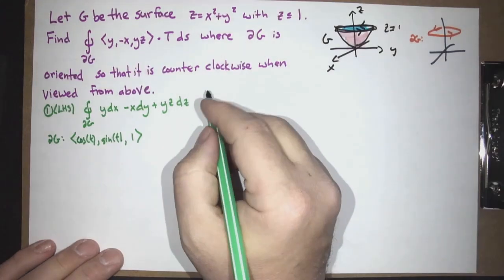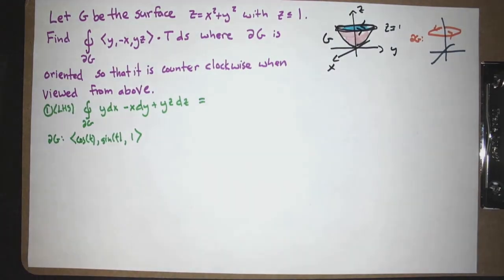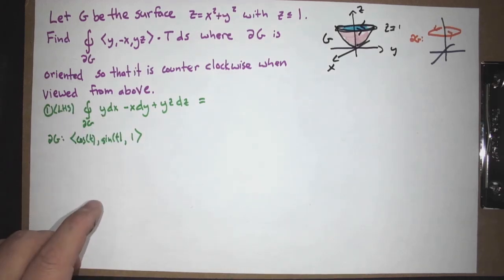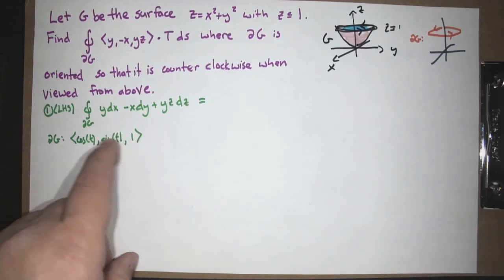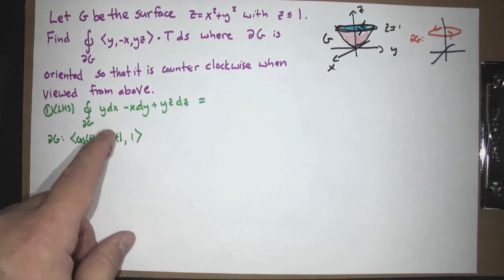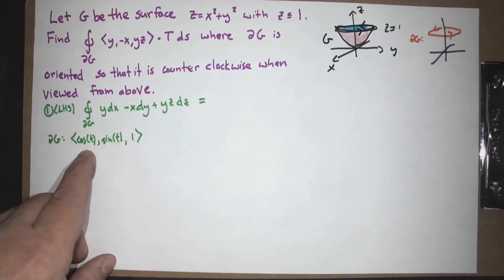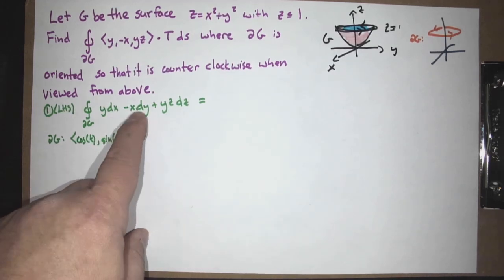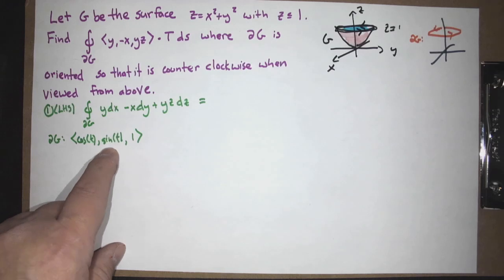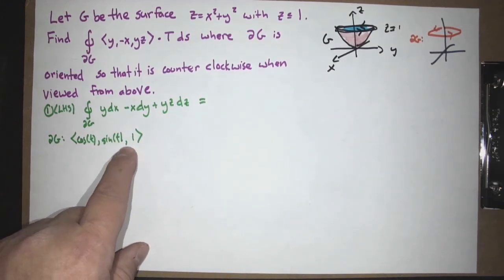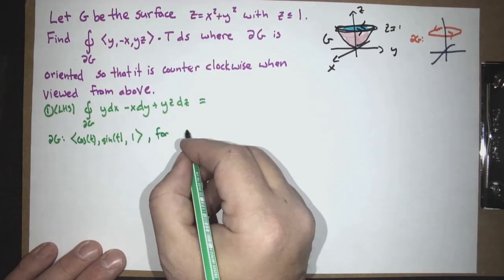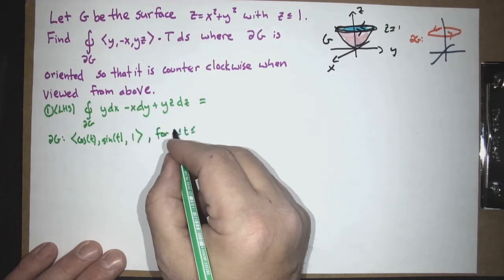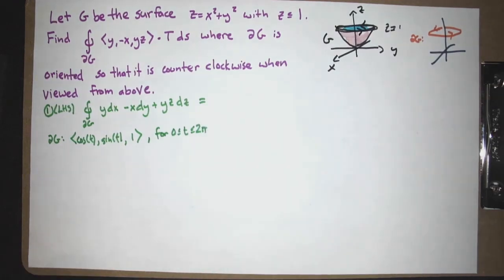Okay, we know how to compute line integrals. Everywhere we see a y, what will we put? Sine t. Everywhere we see x, we put cosine t. Everywhere we see z, we put 1. dx becomes the derivative of cosine, which is negative sine. dy becomes cosine. dz becomes 0. And there's one other thing we forgot to write for our parameterization. Where does t go between? For a full circle, 0 to 2 pi.